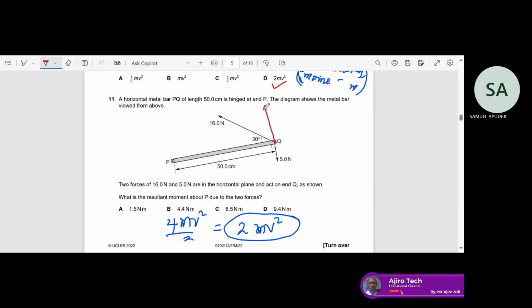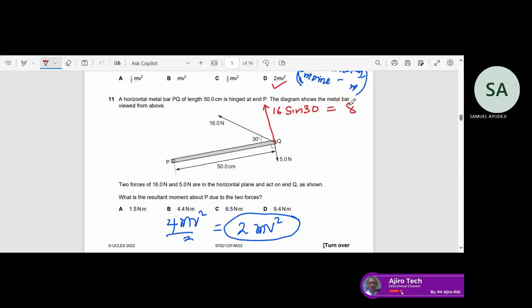Then I said times 50 times 10 to the power negative 2. Then I said negative cos 30. Just resolve, sorry, sine 30 rather. So just resolve to vertical, that will be sine 30, and that will be 8.